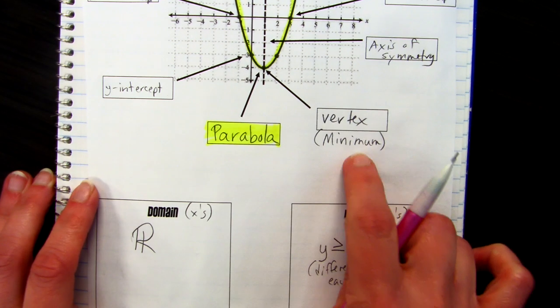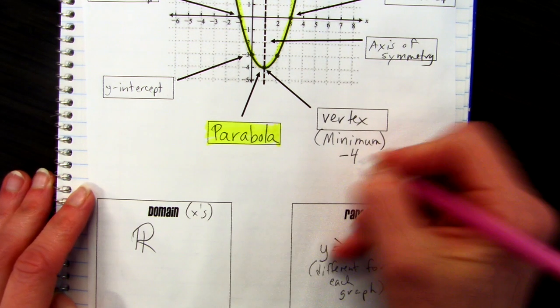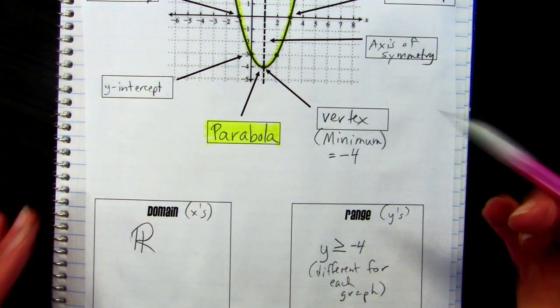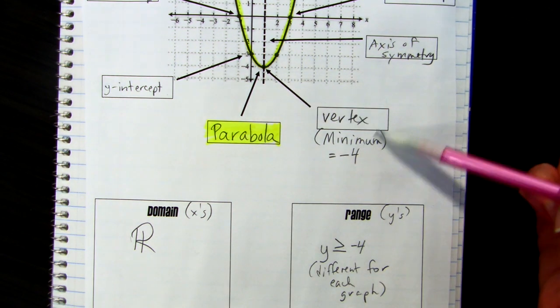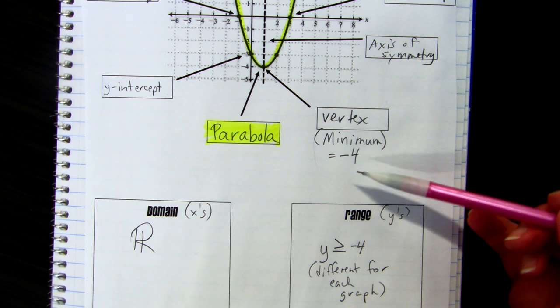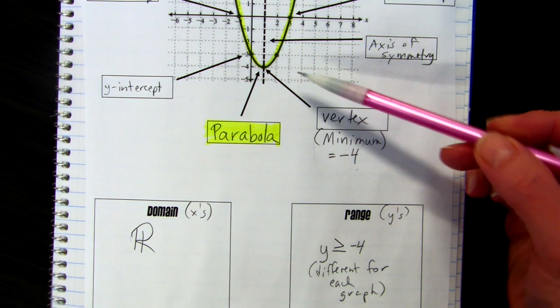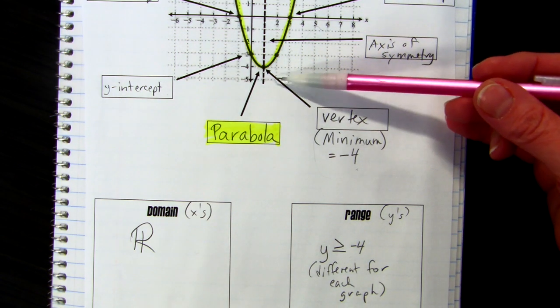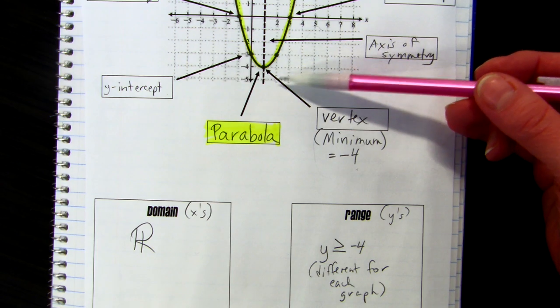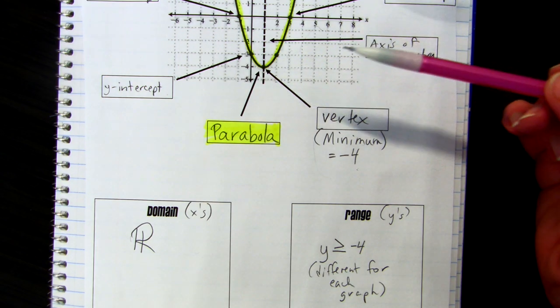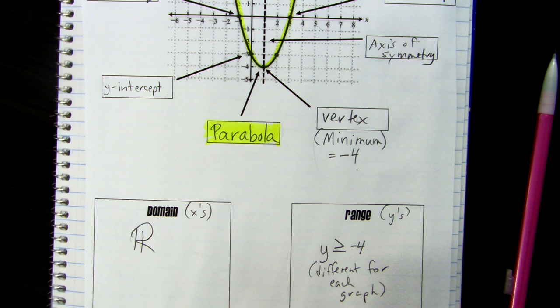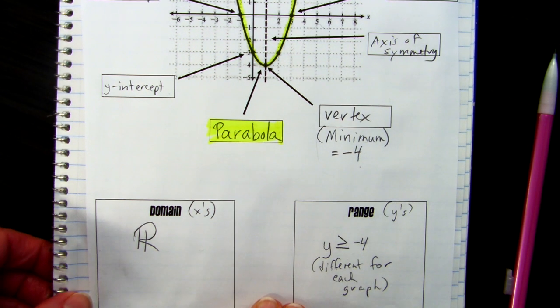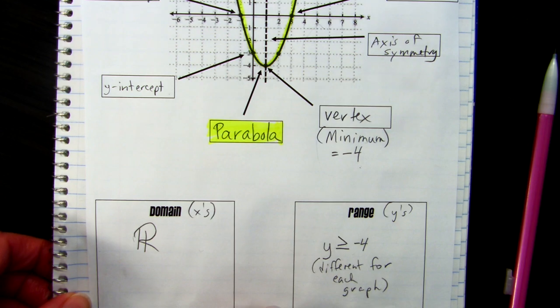Okay, and we should also write that the min on here is negative 4. So the lowest it goes is negative 4. Minimum is one of our vocab words. If they ask you to get it, it's negative 4. That's as low as it goes. It's like limbo, but it's the minimum. And some of them have a maximum.